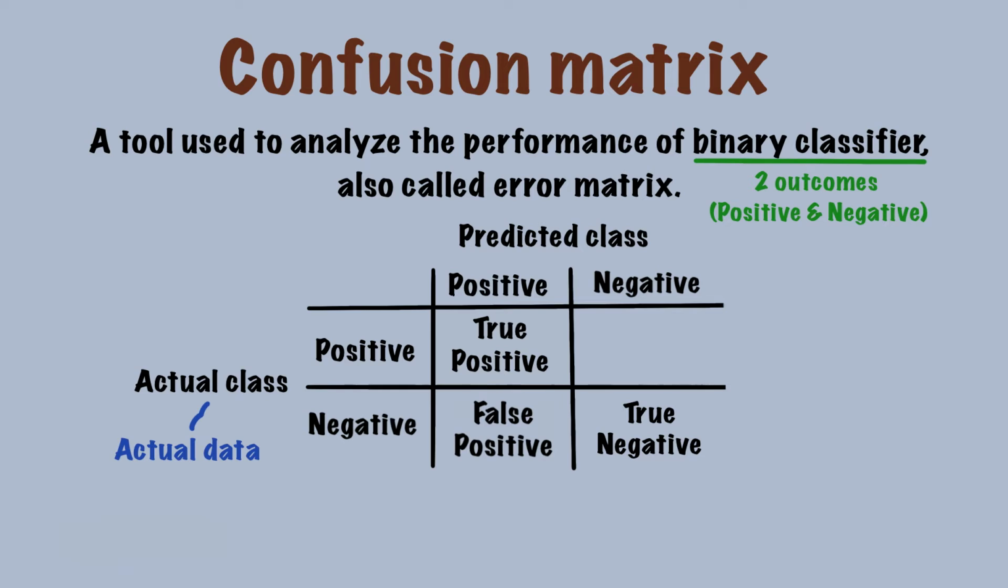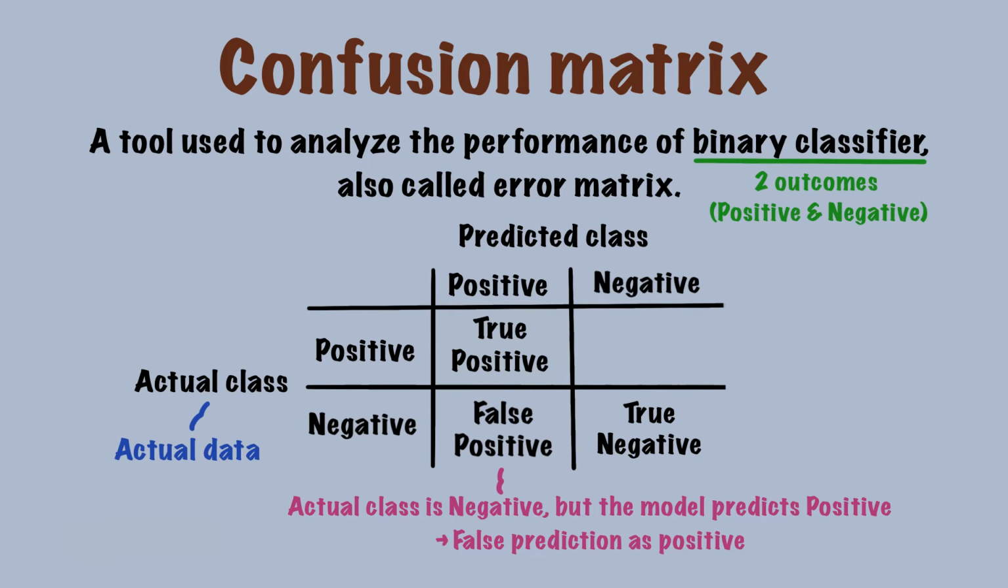Next, the bottom left cell is called false positive. Think about the way we define true positive and true negative, and try to figure out why this cell is called false positive. Basically, the actual class is negative, but the model predicts positive, so the result is wrong or false. Further, the predicted class is positive, so we call this false positive. The takeaway message is that the positive or negative here refers to the predicted class, not the actual class.